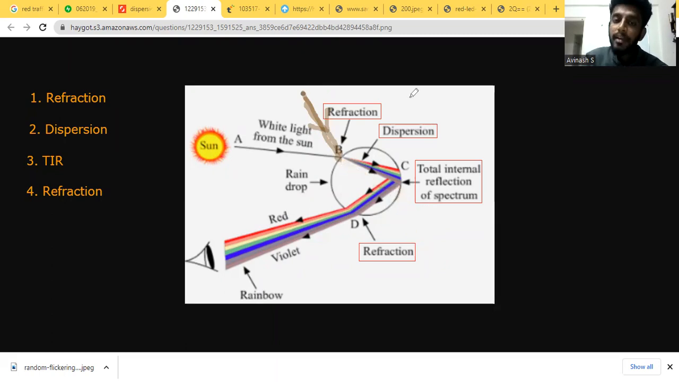But after a particular angle, that angle is called the critical angle. All of that is not in grade 10. So when it crosses a particular angle, then instead of getting refracted, it will get reflected. And that process is called total internal reflection. So these 4 steps will contribute towards rainbow formation, and that's how we're able to see the rainbow.